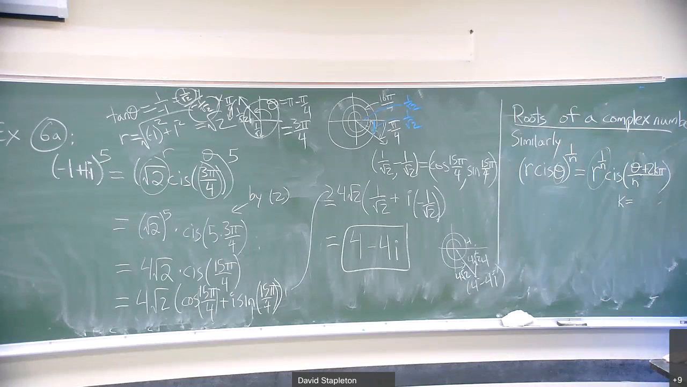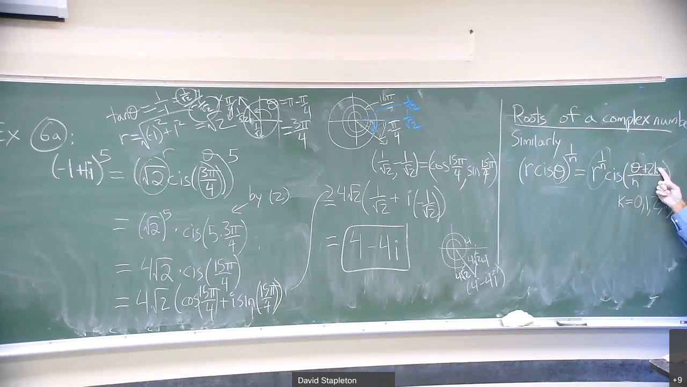Well, that sounds like an infinite number of solutions, right? Because k can be any integer. But what happens, however, is if you start with k equals 0, you get one complex number, the first one, theta over n. If we put k equals 1, you get another complex number, theta plus 2 pi over n. K equals 2, you get another one, theta plus 4 pi over n, then theta plus 6 pi over n. And you keep going up to n minus 1.